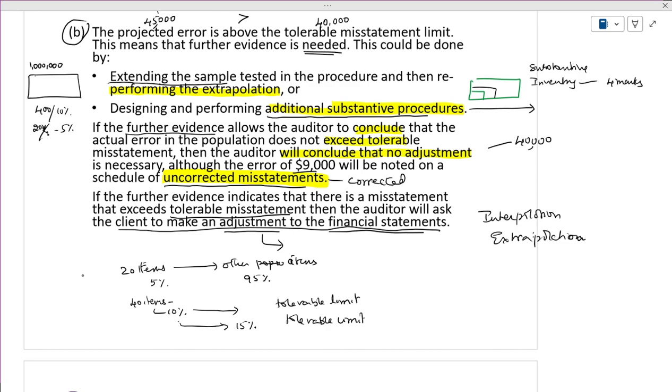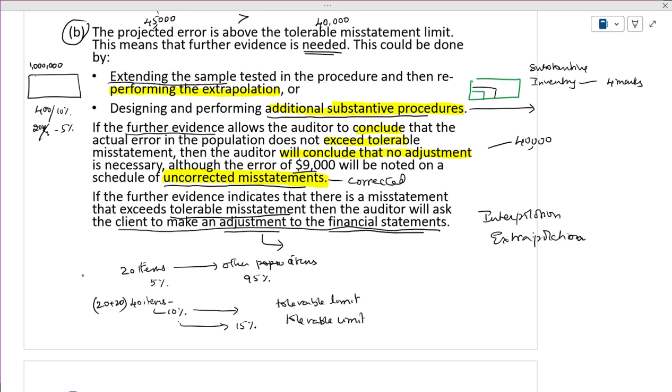Yes. And here, in the example, we extended the sample by 40 items, right? Yes. Okay. We added additional 40 items. No. 20 plus 20. Okay. Is it right? Now you understand.